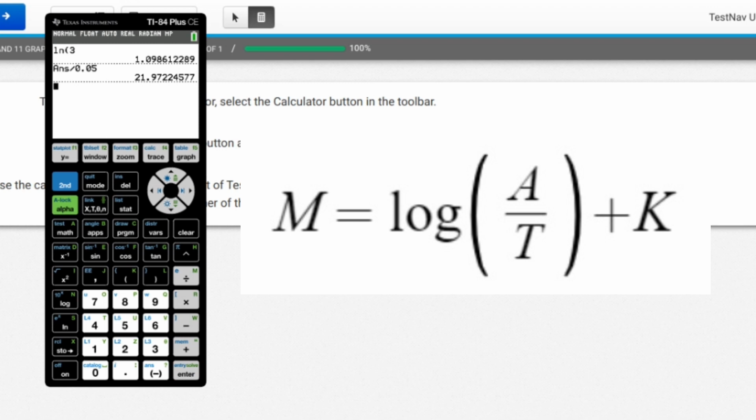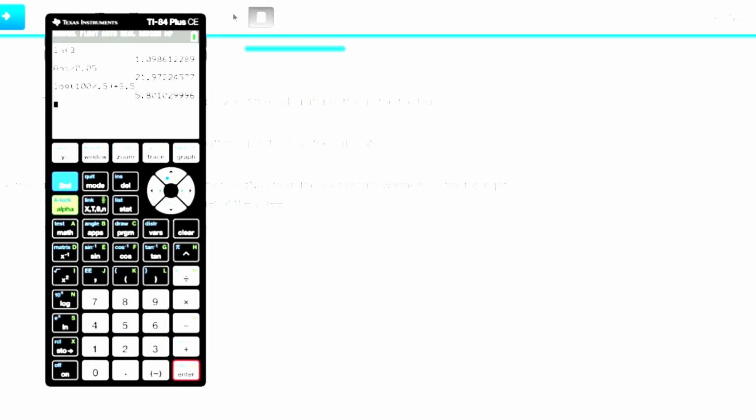All right, so this looks a lot more unpleasant than it really is. All you're doing is just typing stuff in. Log is log base 10, so log is log. And I have 100 divided by 0.5, so we'll type out 0.5, close that, and then we're going to add 3.5. And that is going to get us 5.8010. That's our magnitude.